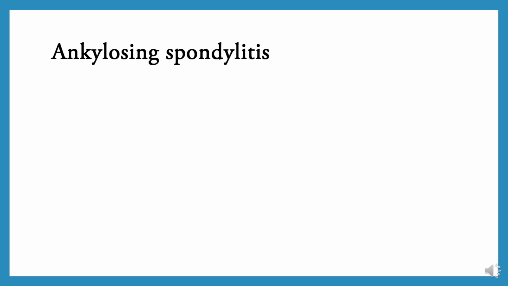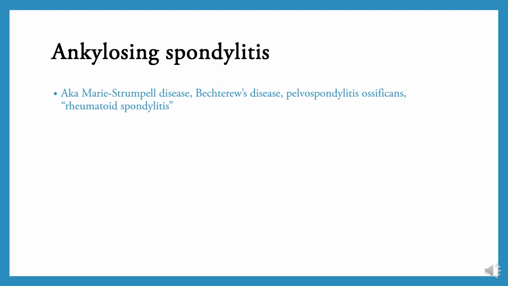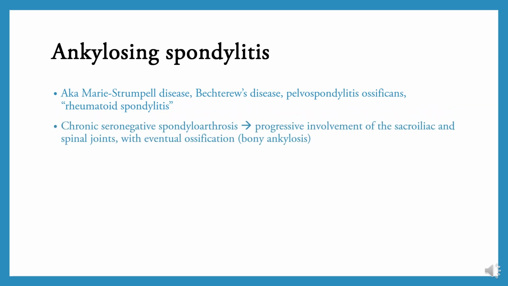Ankylosing spondylitis, or Marie-Strümpell disease, Reiter's disease, pyrophosphate ossificans, or rheumatoid spondylitis. It is a chronic seronegative spondyloarthritis involving progressive involvement of the sacroiliac and spinal joints with eventual ossification. Hip joints may be affected.